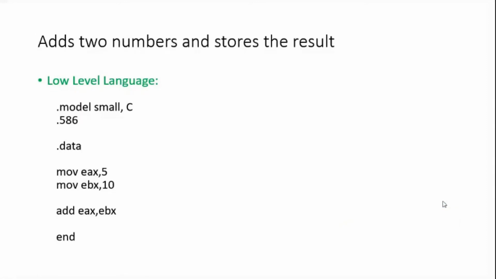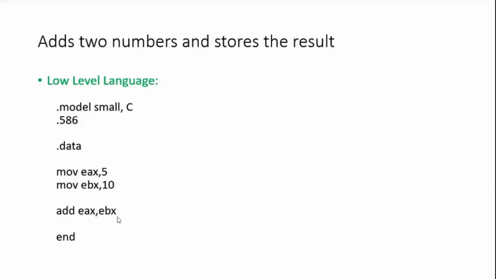So this is a low-level language code. What it actually does is add two values, 5 and 10 together. So this MOV EAX, 5 and MOV EBX, 10 means that EAX is given a value of 5 and EBX is given a value of 10. Then ADD EAX, EBX means these are being added together. So this is a low-level language. It adds two numbers and stores the result.